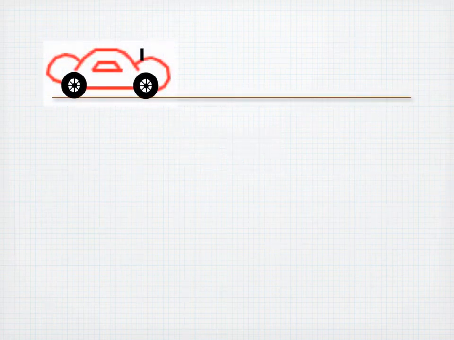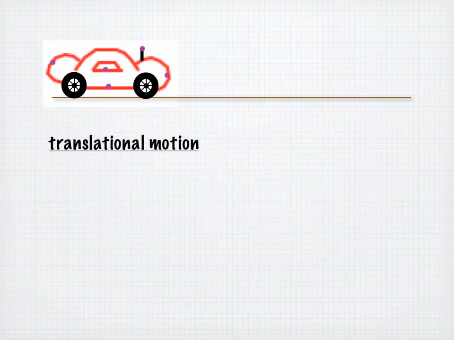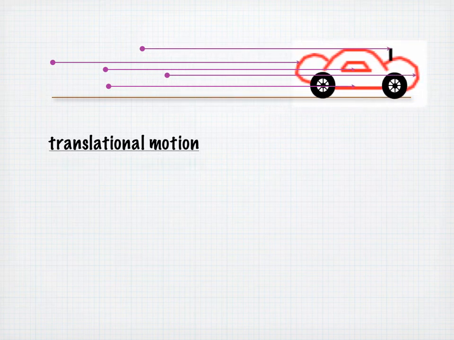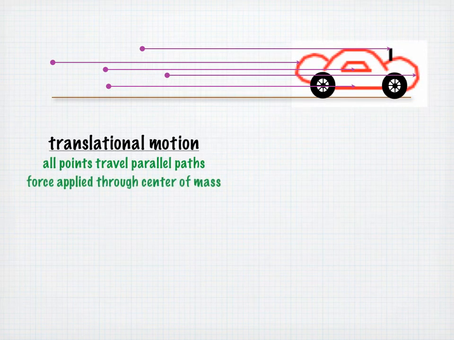Torque. When a car drives down the road, the body of the car is undergoing translational motion, and the tires are undergoing rotational motion. In translational motion, all points on a body travel in parallel paths, and the motion is due to a force being applied through the center of mass of the body.